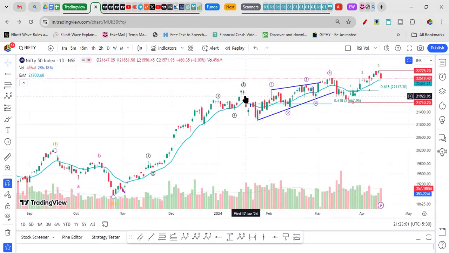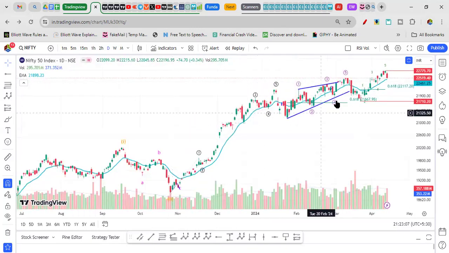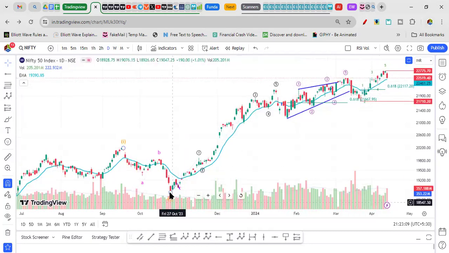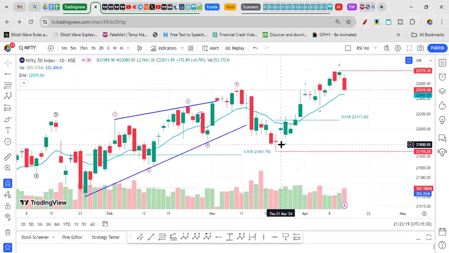So don't consider any negative pattern like an ending diagonal as of now, because if the ending diagonal forms, then it has to retrace to the start point of that ending diagonal. So this is the start point. 18,866 is the downside level. If this is the ending diagonal, don't consider that as of now. Let's label them in an impulse structure only.